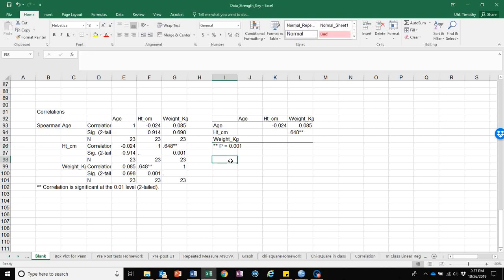That's basically it, and the significant correlation is between height and weight. I want you to write an interpretation there. The interpretation is: the only significant correlation was between height and weight. Done.